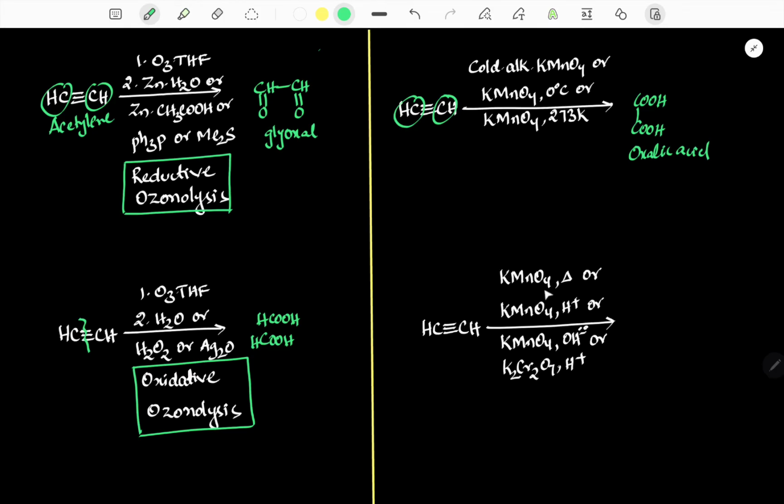When acetylene is treated with KMnO4 heat, KMnO4 H plus, KMnO4 OH minus, or K2Cr2O7 H plus, here the acetylene triple bond undergoes dissociation and both carbons will be converted to CO2.